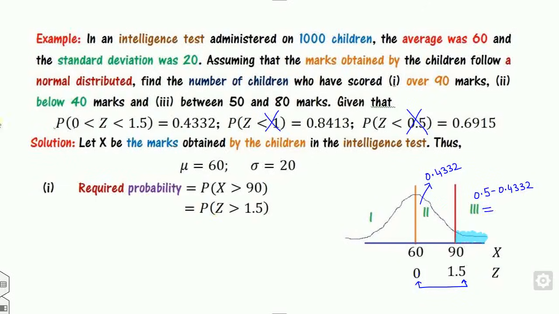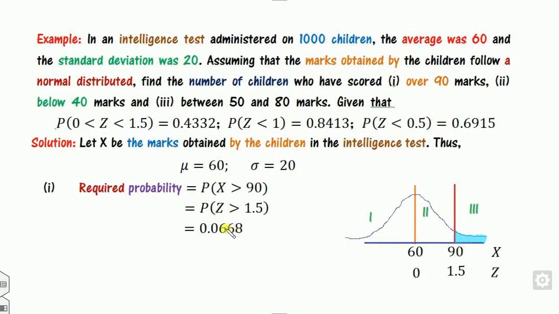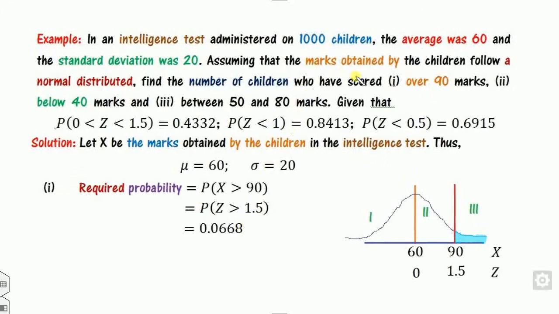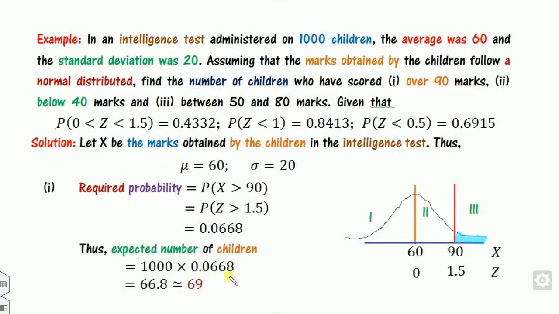So what is that? 0.0668. Look at that. If you subtract from here, it will be this number. But you want to finally find the number of children. How many children are there? 1000. So you can multiply them, and since children can't be decimal, you round it.